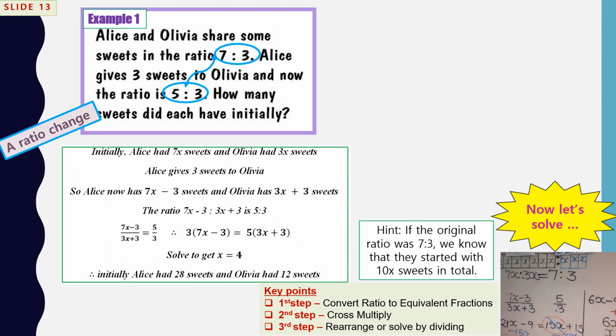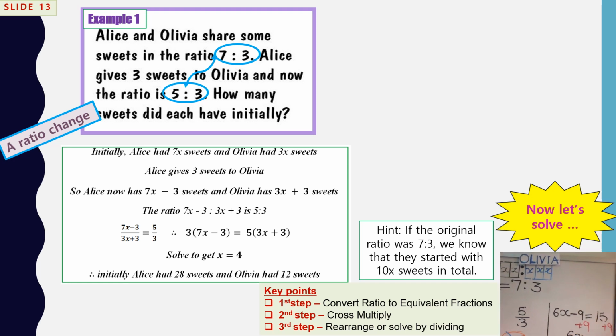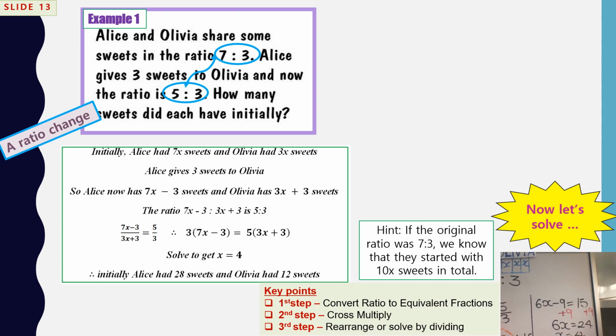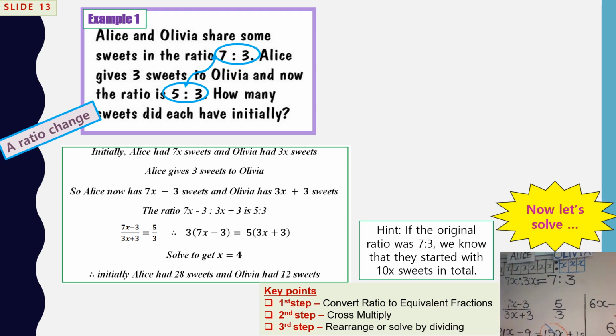If you take away the smaller x term, 15x, from both sides, you're then left with 6x plus 9 is equal to 15, and that gives us x as 4. So our final answer then becomes 7 times x, which is 7 times 4, meaning that Alice has now got 28 sweets, and Olivia has got 3 times 4, which is 12 sweets.